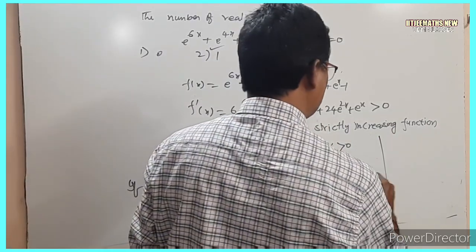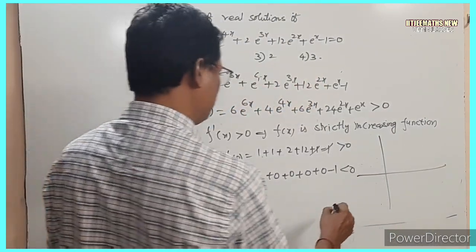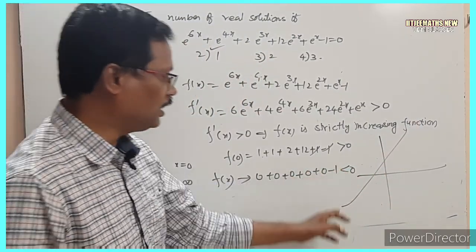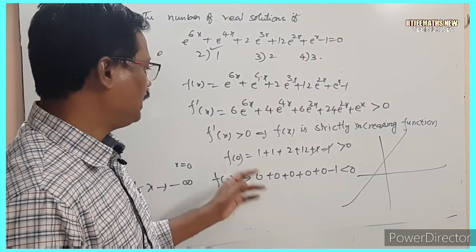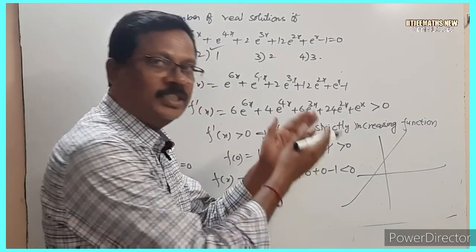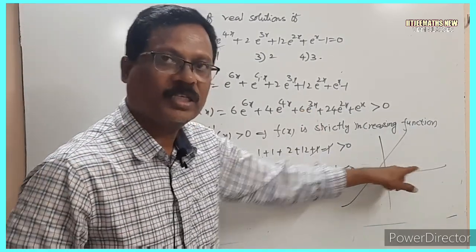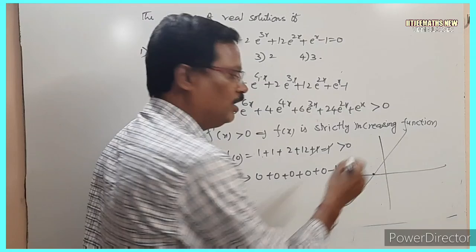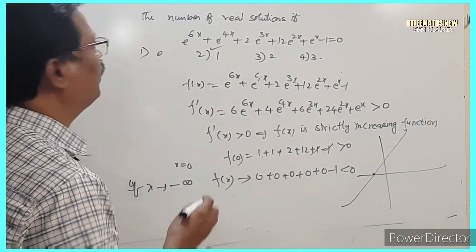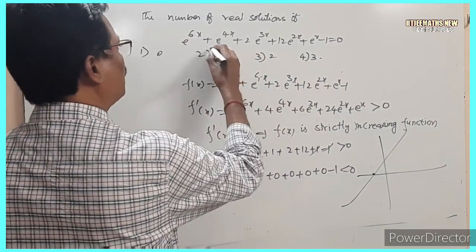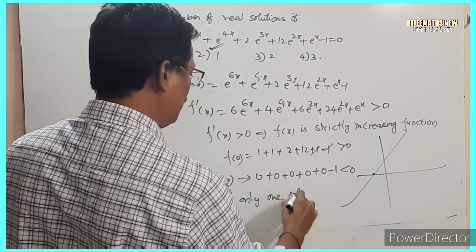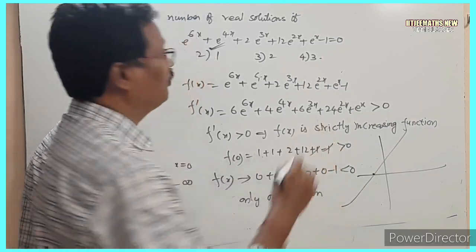Therefore the graph will be like this. As x goes to minus infinity, f(x) is a negative number, and at x equal to 0 it is a positive number. Since it is strictly increasing, it crosses the x-axis at only one point. Therefore how many solutions are there? There is only one solution for f(x) equal to 0.